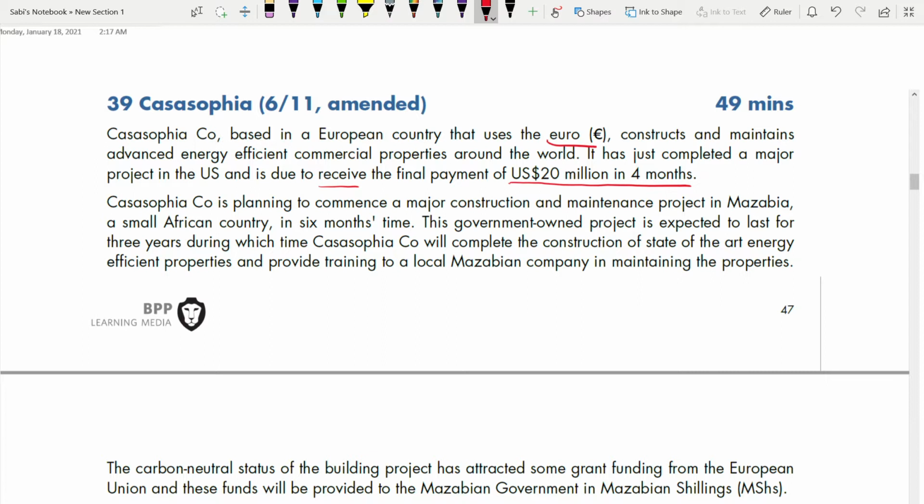So Casasophia is planning to commence a major construction and maintenance project in Mozambique, a small African country. Now you see, they are going to have this project in a different country in 6 months' time. This government owned project is expected to last for 3 years, during which time Casasophia will complete the construction of state-of-the-art energy efficient properties and provide training to a local Mozambican company in maintaining the properties.